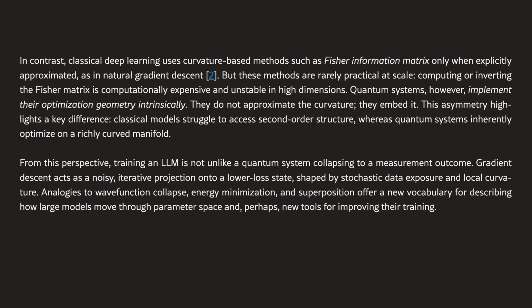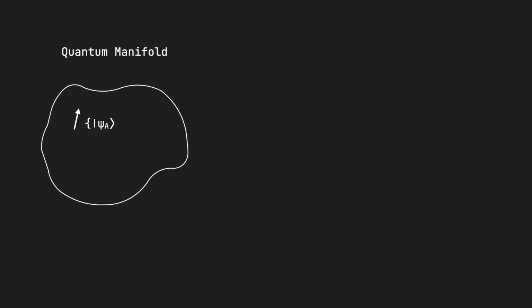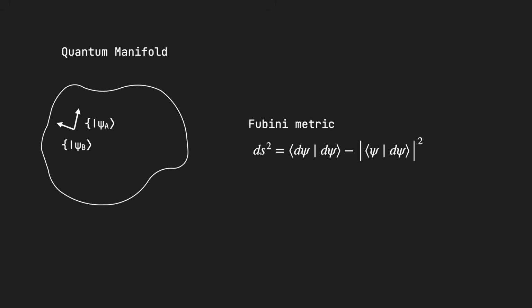As this paper talks about, and this is a snippet from the paper, quantum systems implement their own optimization geometry intrinsically. They do not approximate the curvature, they embed it. What that means is that if we look at this quantum manifold, we have this quantum state vector A, and as we're training, we're rotating it to a quantum state vector B. How do we calculate the angle between these two state vectors? We could use the Fubini metric.